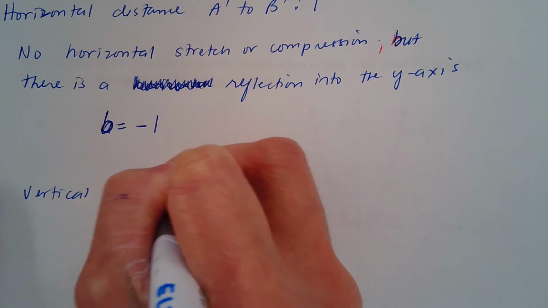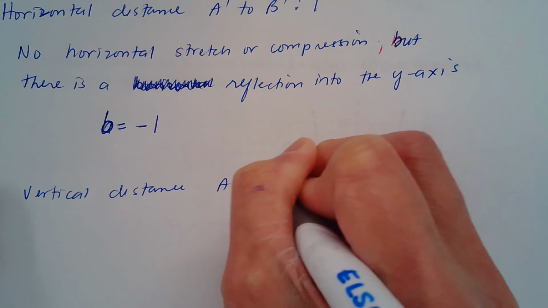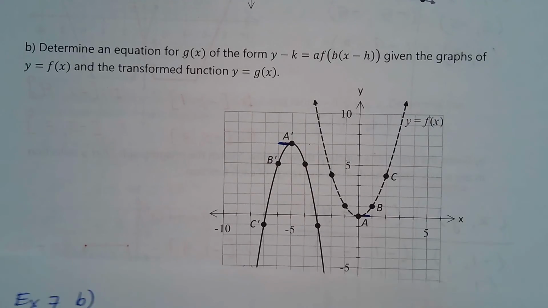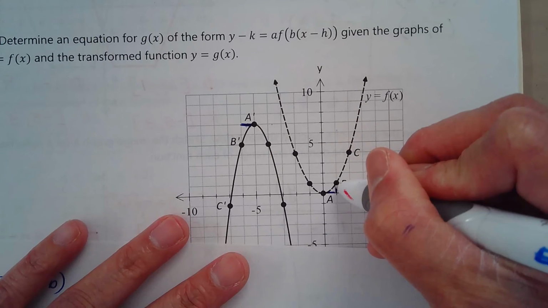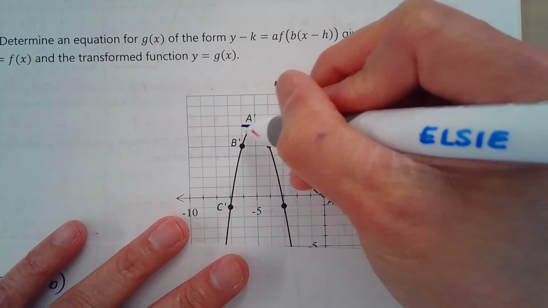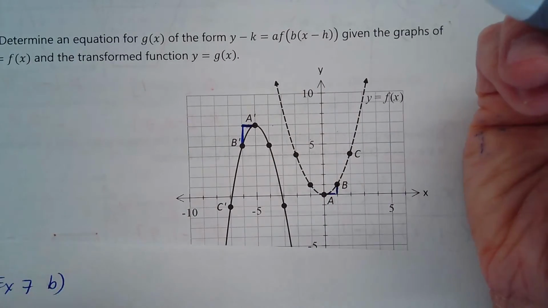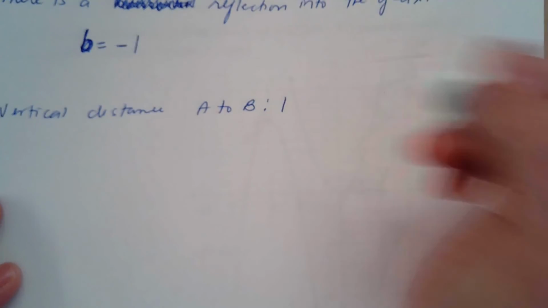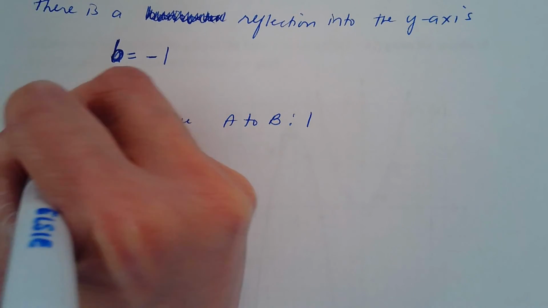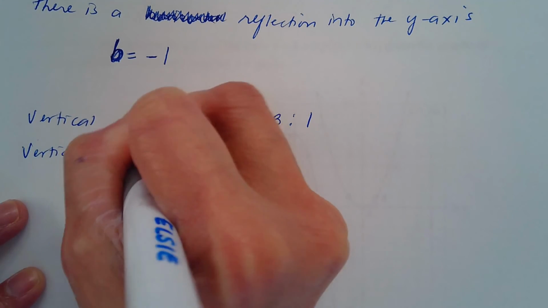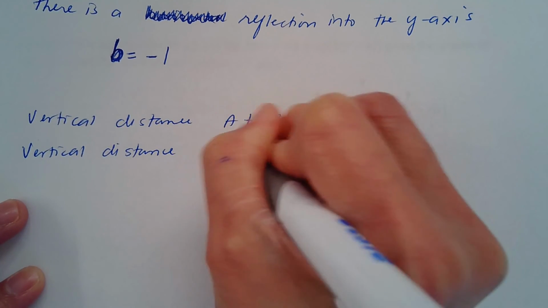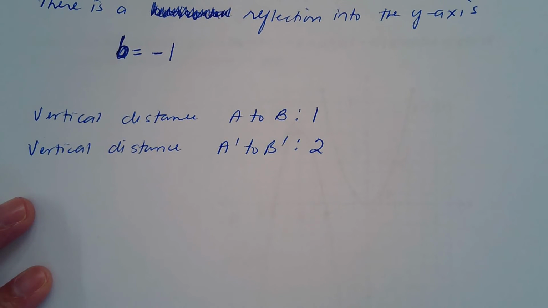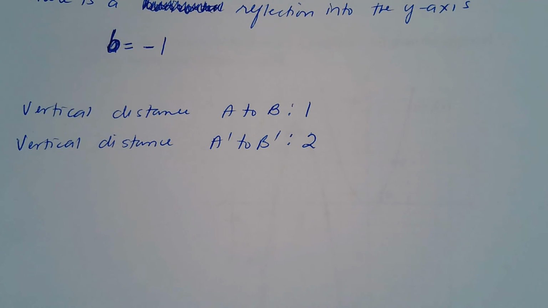Now let's take a look at the vertical distance from A to B. Okay, so B is equal to -1. Vertical distance from A to B, that's 1 unit. And then now vertical A prime to B prime becomes 2, right? So the vertical distance from A prime to B prime is now 2. Okay? So that one is obvious that there is a stretching.